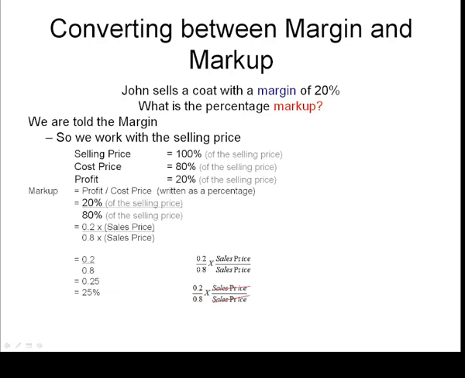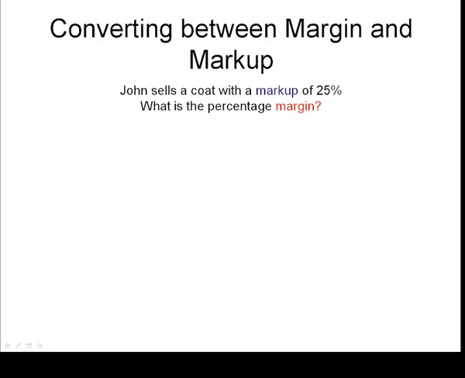So we were told a margin of 20%, which meant we were working with the sales price. We wanted the markup, so we wrote that as the profit over the cost, and we converted that to a percentage. What about the other direction? If we're told that we sell a coat with a markup of 25% and we want to know what the margin is. Okay, so we're told the markup, so we know we're going to be dealing with the cost price, because markup is 25% of the cost price.